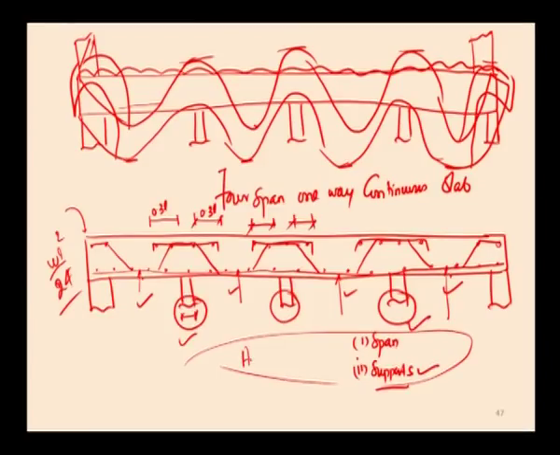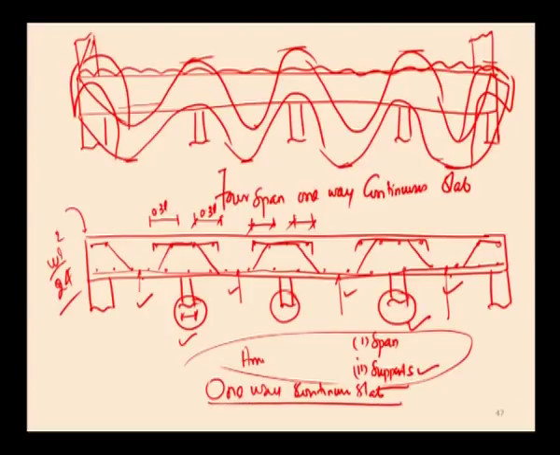This is the minimum distribution reinforcement, since it is a one way slab spanning along only one direction. In the case of two way slabs, there are continuous two way slabs also. In that case, the main reinforcement has to be provided along both directions for the respective bending moment in the respective direction. So, this is the arrangement of reinforcement for a one way continuous slab.